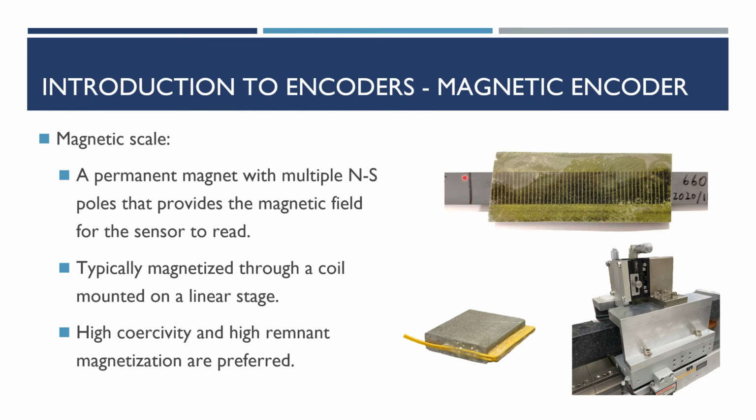As for the magnetic scale, it is a permanent magnet that has multiple north and south poles for the sensor to read, and the scale used for the incremental encoder and for the absolute encoder is different. In the incremental scale, the scale will be magnetized with alternating north and south poles, so that the field angle changes along the long axis of the scale. And for the non-repeating, so-called absolute scale, the scale will be magnetized with north poles representing binary 1 and south poles representing binary 0, like I illustrated in the previous slide.